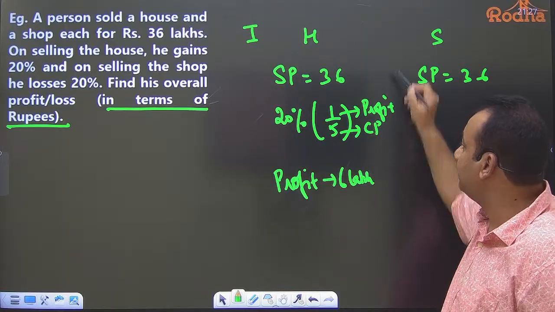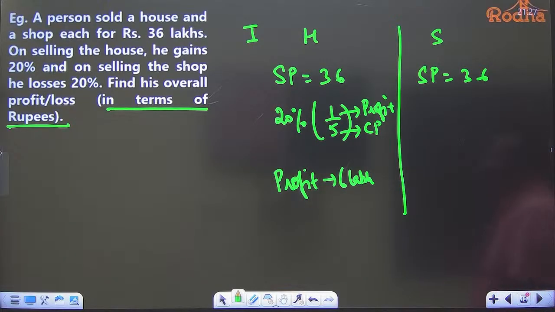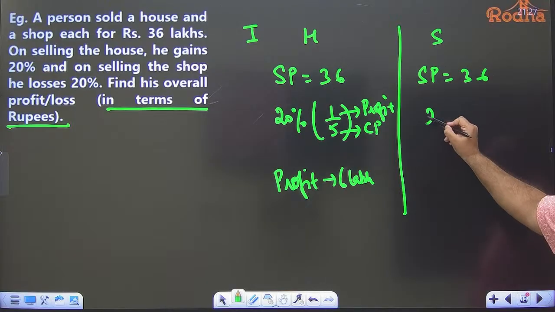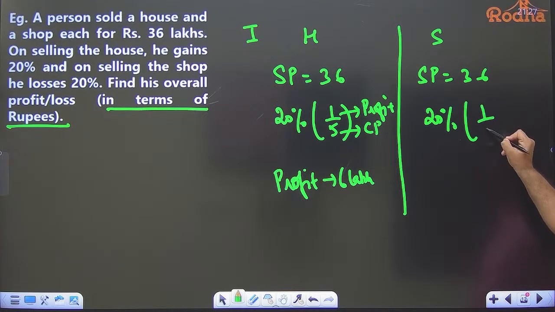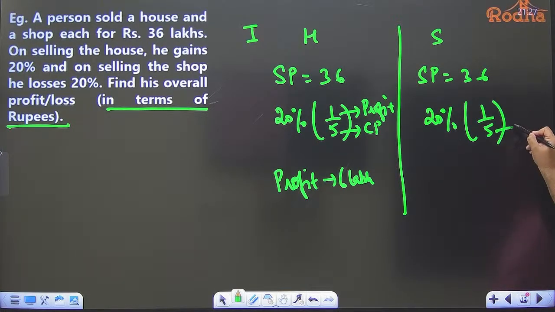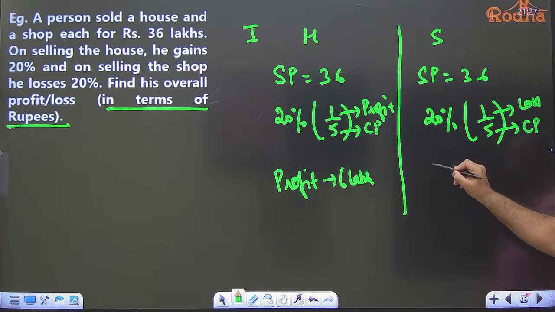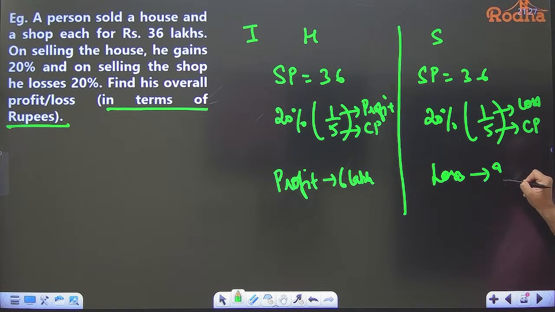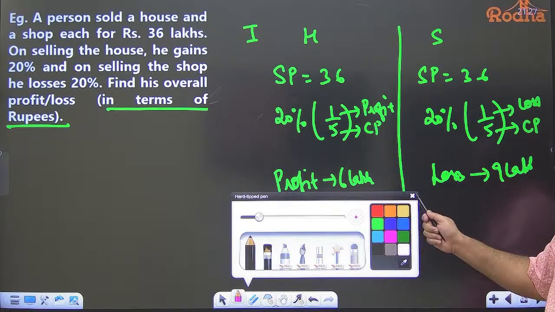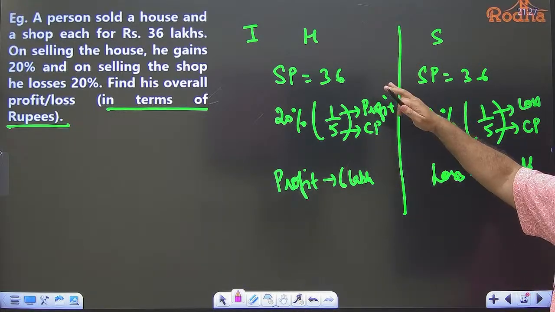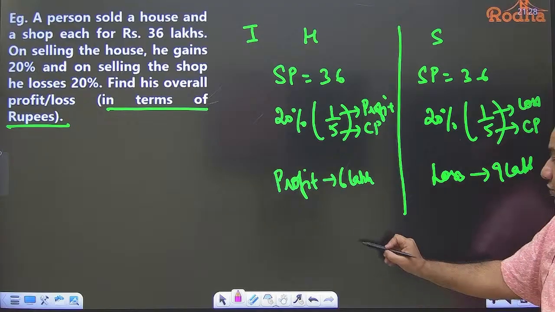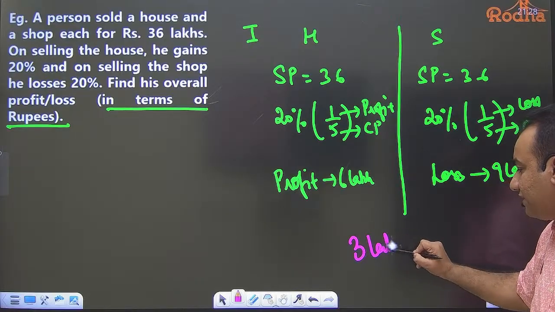But here, selling price is 36 lakhs and there is a loss of 20%. 20% is 1 by 5. So if 5 is the CP, then loss is 1. So SP is 4. 4 units is 36 lakhs, so 1 unit is 9 lakhs. So here loss is 9 lakhs. So if I have to answer this question, on house he gains 6 lakhs, but on shop he loses 9 lakhs. So the final answer is 3 lakh rupees loss.